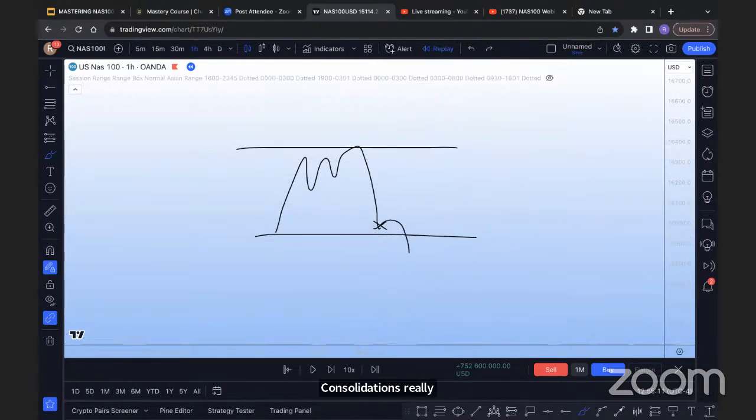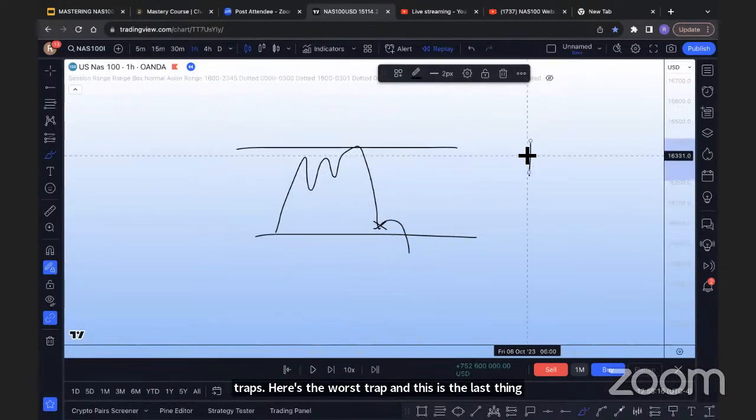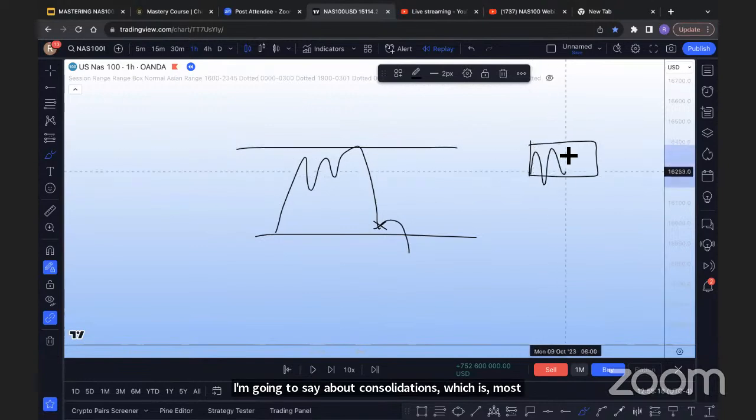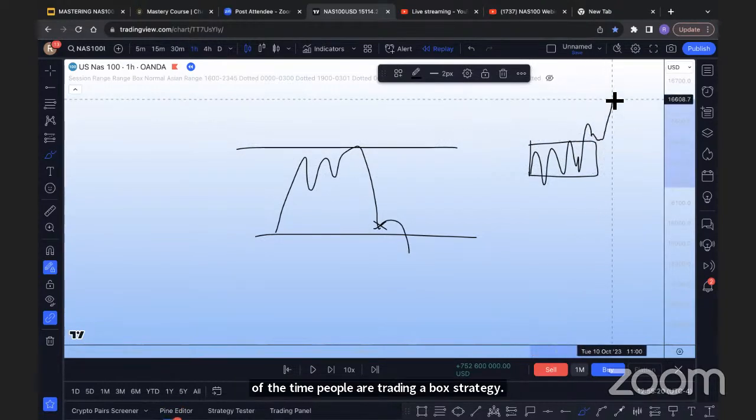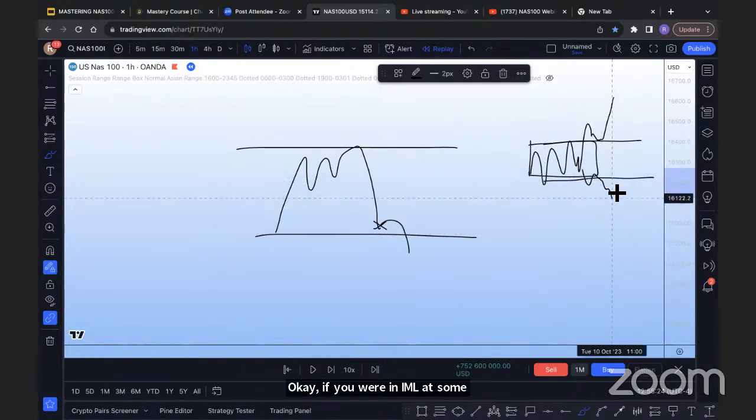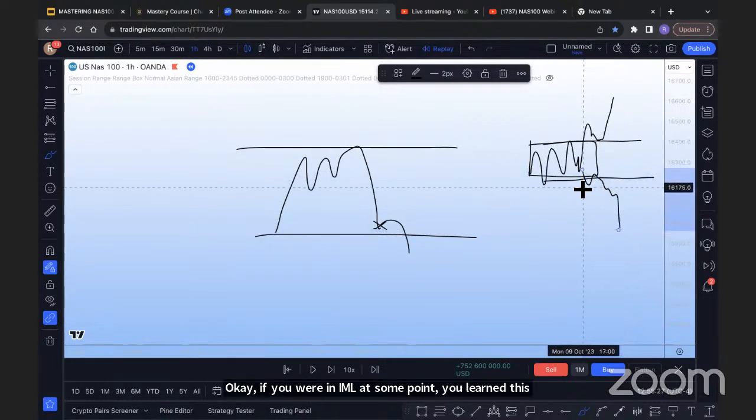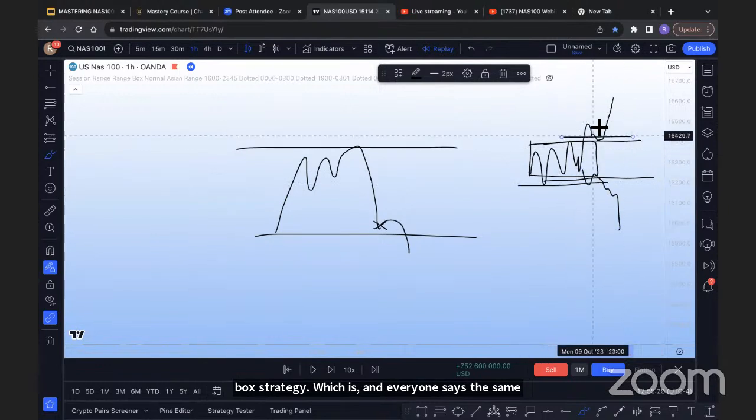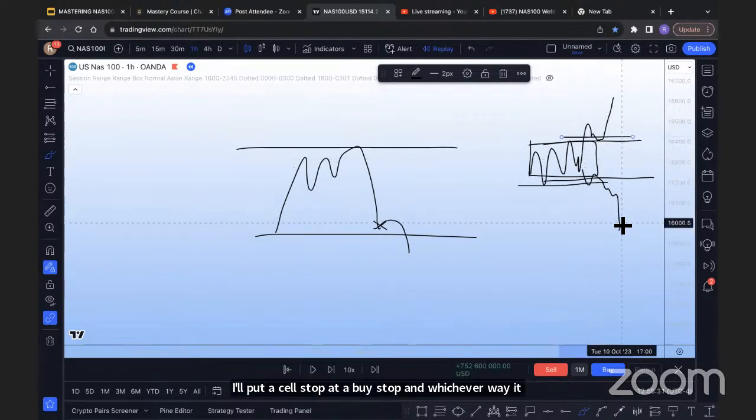Here's the worst trap, and this is the last thing I'm going to say about consolidations, which is most of the time people are trading a box strategy. Okay, if you were an IML at some point, you learned this box strategy, and everyone says the same thing, like, I'm just going to do this on the news. I'll put a sell stop and a buy stop, and whichever way it goes, I'm going to be rich.